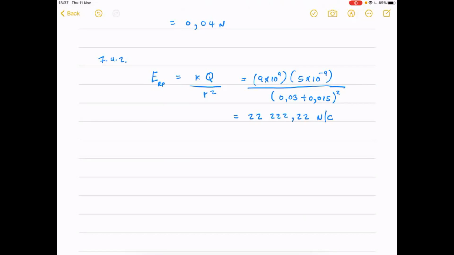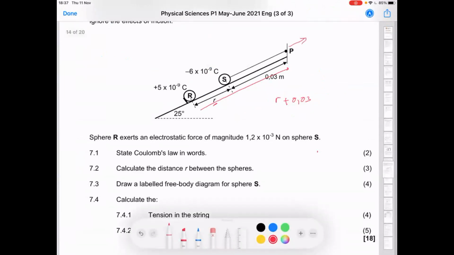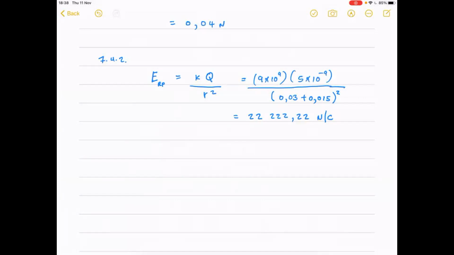What's the direction of the electric field at P due to R? R is a positive charge, so the electric field at P is going to be that way. You can call it upwards or to the right. I'm just going to call it to the right.